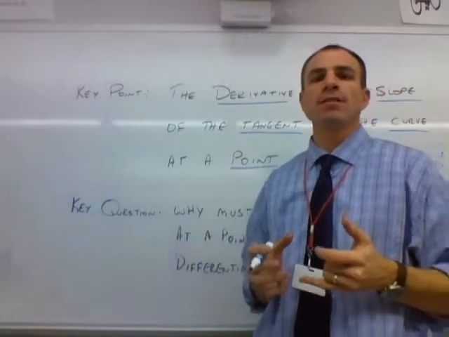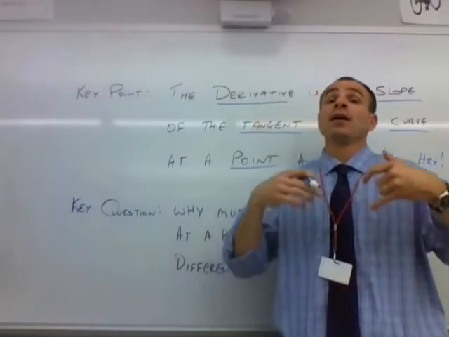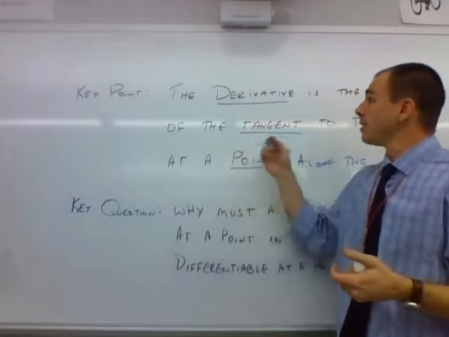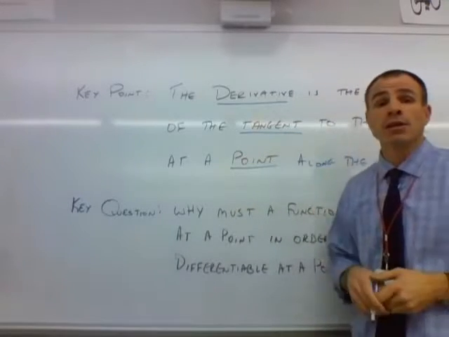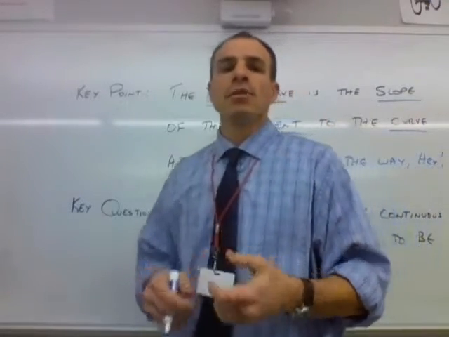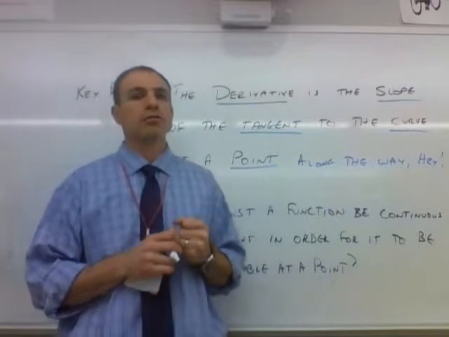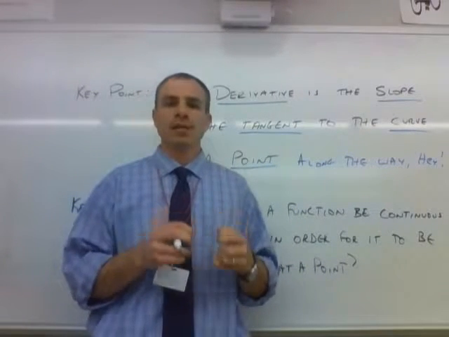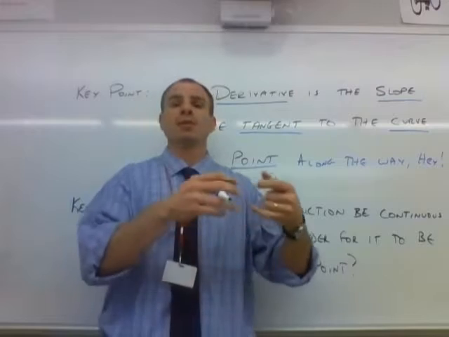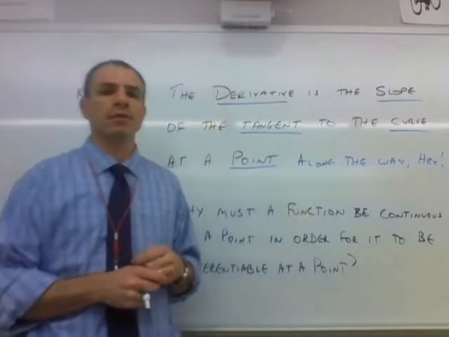The derivative is the slope of our tangent line to this curve at a particular point. The derivative is the slope of the tangent to the curve at a point. Keep that in mind. That's going to help us as we work our way through this idea with the derivative.